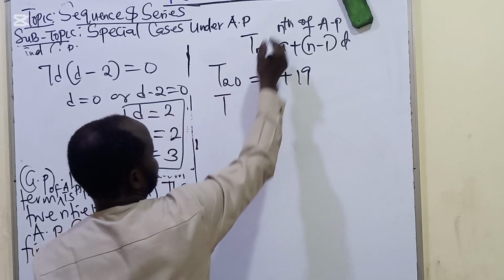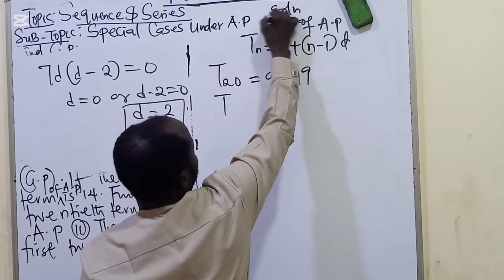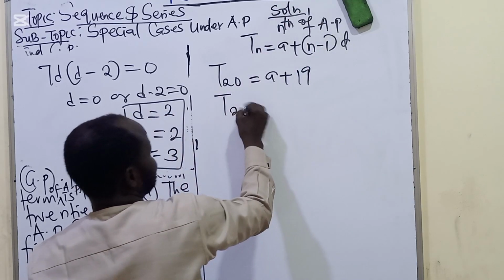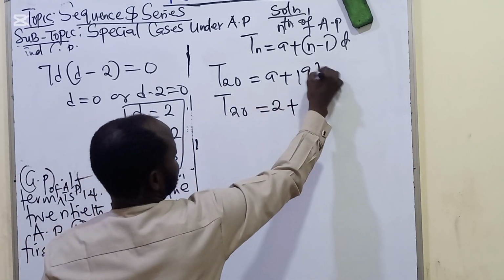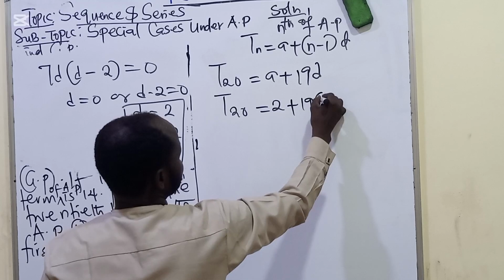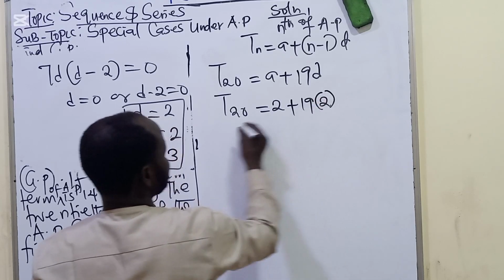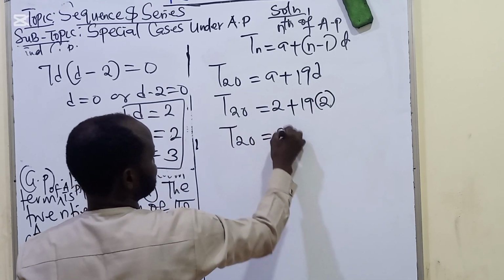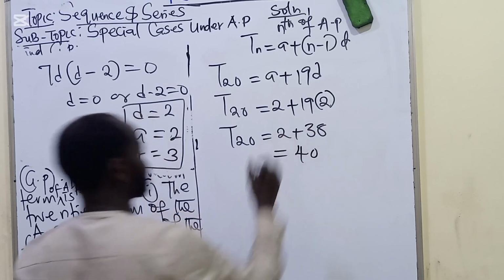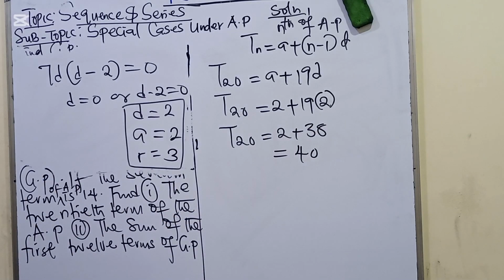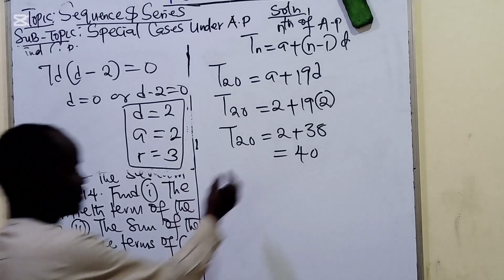The 20th term now, solution to Roman numeral 1. This will now be equal to the first term, which is 2, plus 19 into the common difference, which is 2. The 20th term now will be 2 plus 38. That will be 40. So this is the solution to Roman numeral 1. Let's move to Roman numeral 2.